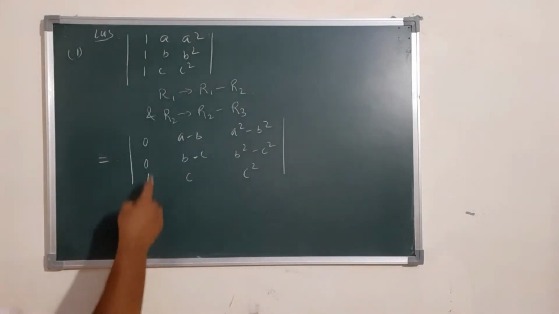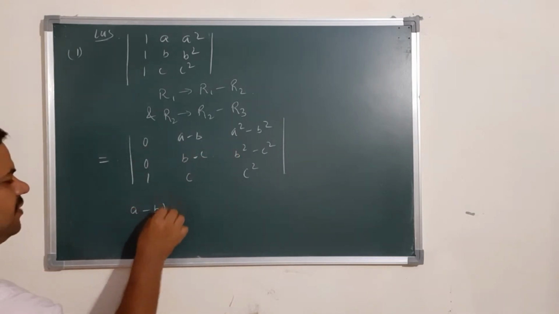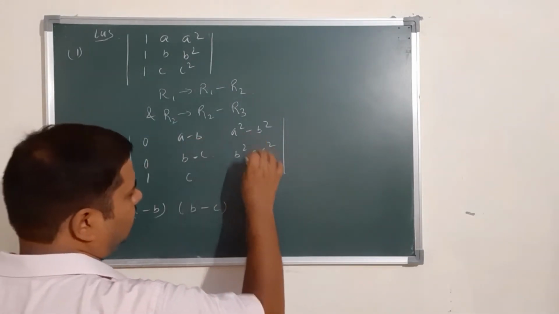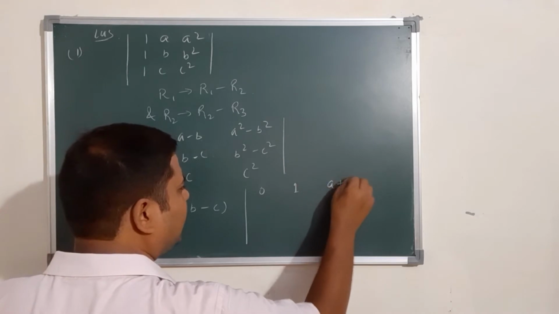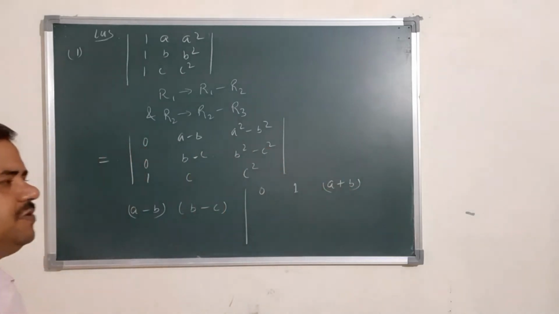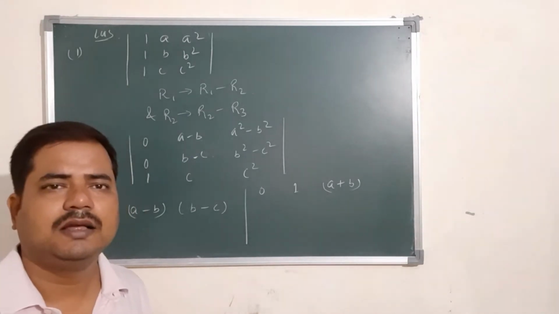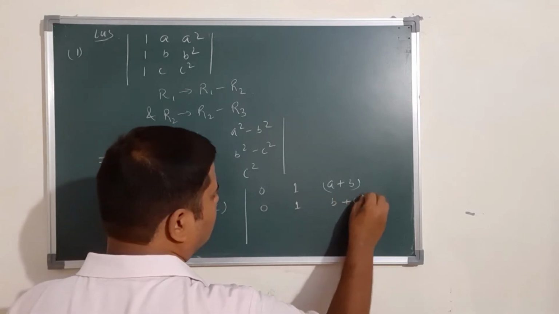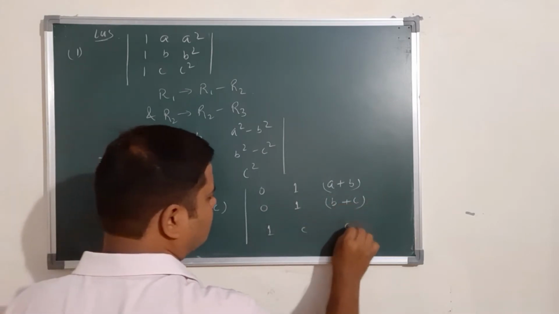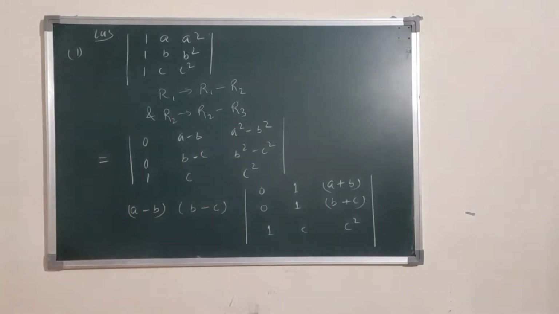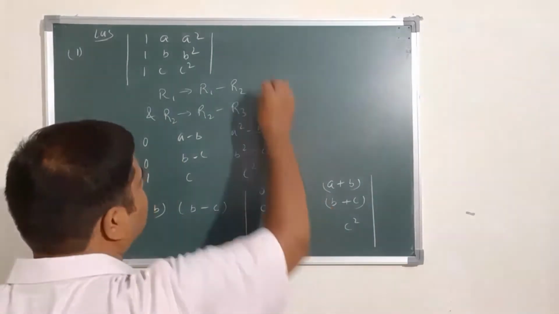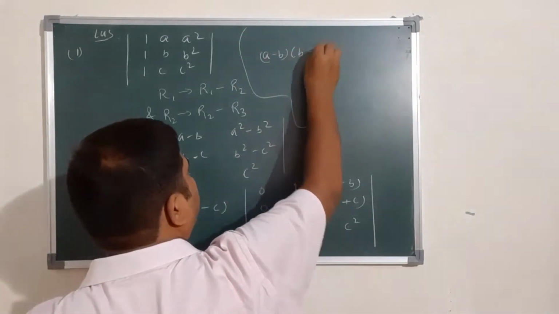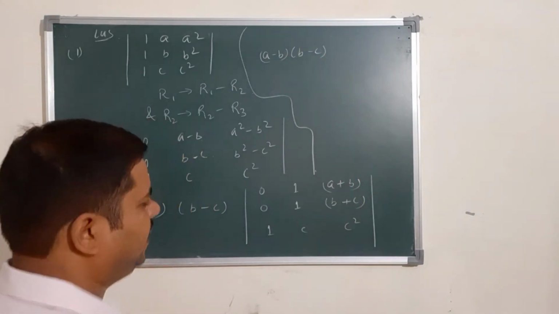Now taking a minus b from the first row and b minus c from the second row, we will get 0 1 a plus b, 0 1 b plus c, and 1 c square. Why a plus b? Because a square minus b square can be written as (a plus b)(a minus b). Okay.